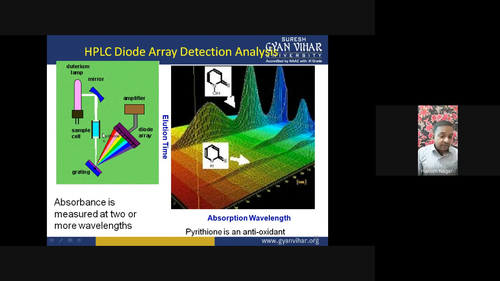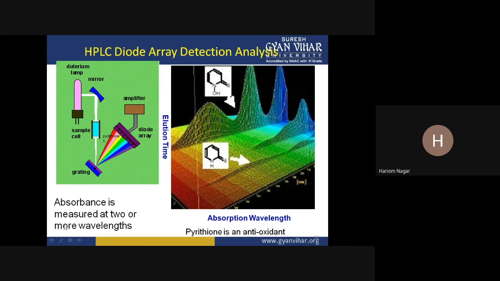After passing through the sample cell, this light is emitted at this grating, and the grating reflects this light into various colored intensities, and these intensities of the radiations pass through the diode array detector and into the amplifier. Okay, so in the amplifier, this is amplified, and the signal will appear in the photograph displayed by the detection. Right. So here this is the absorption wavelength, and there is elution time.